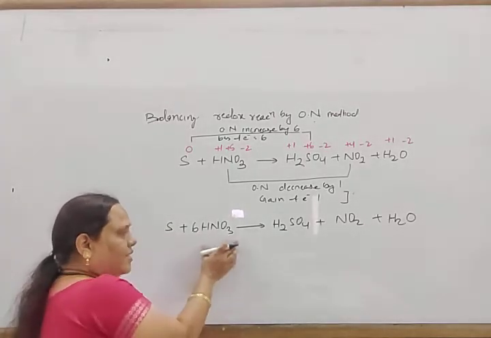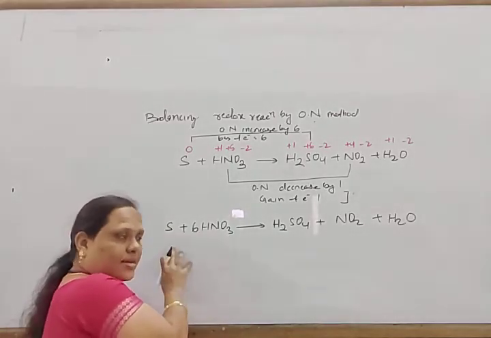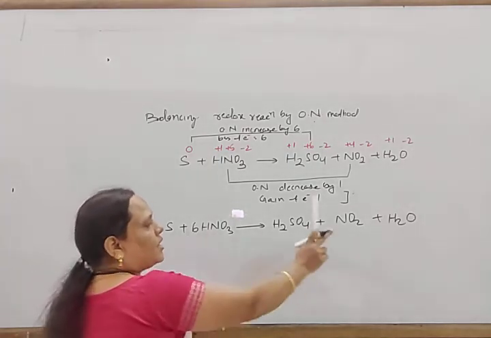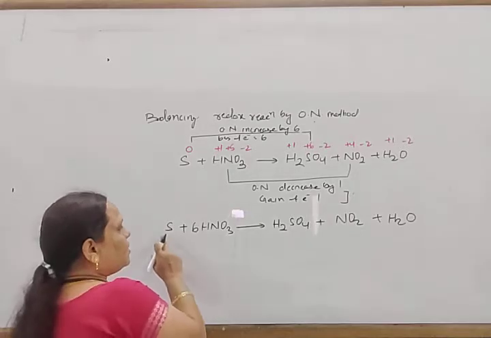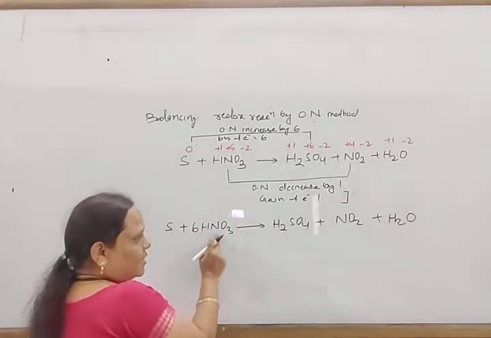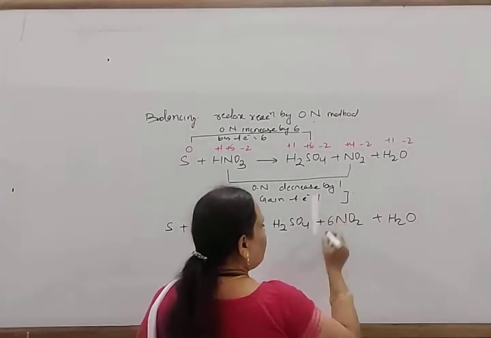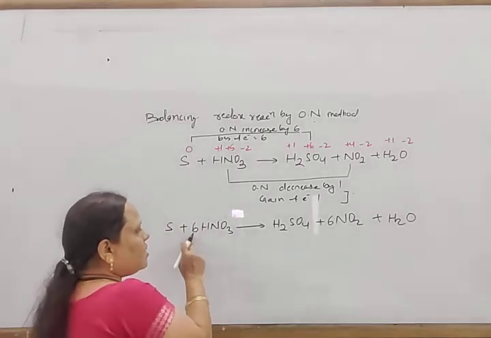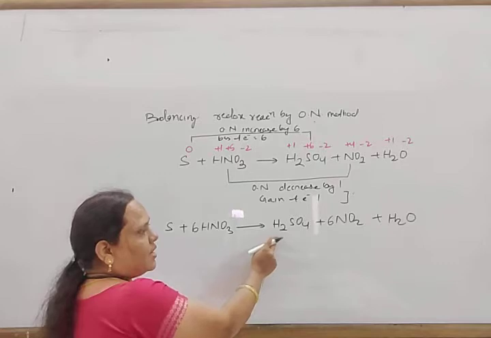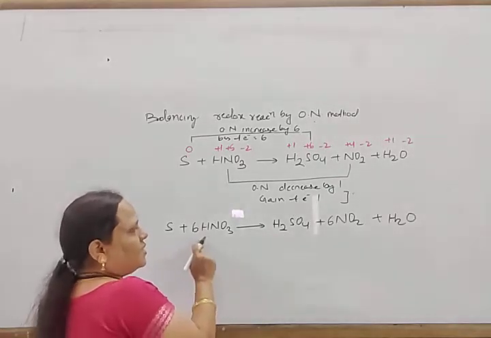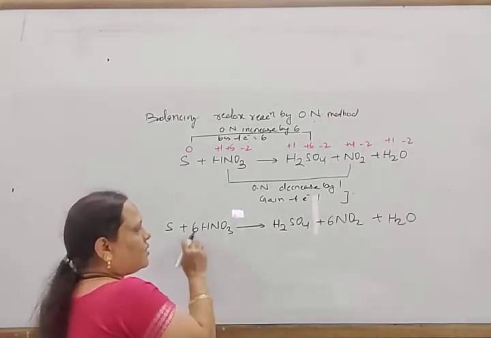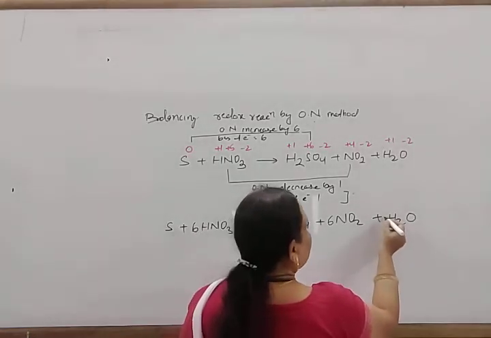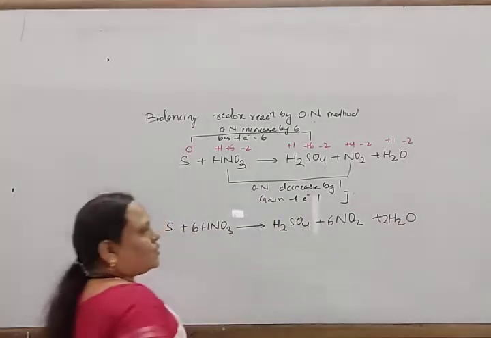Now look at the reactant side and balance all other atoms accordingly. Here there is sulfur and 6N, so 6NO2 is there. How many hydrogens remain? Here there are 6H, and H2 is already there in H2SO4, so the remaining hydrogen is 4H. Write this 4H as 2H2O.